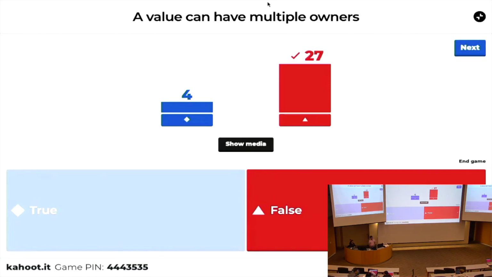Okay, so false. A value in Rust can only have a single owner. Once you hand over ownership to another variable, the original variable loses ownership of that value.